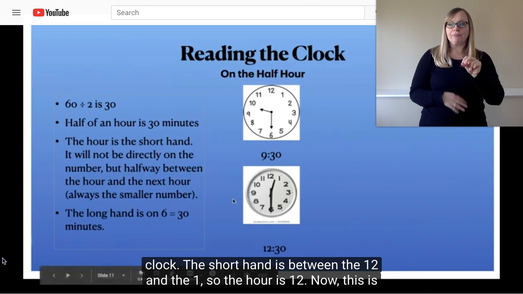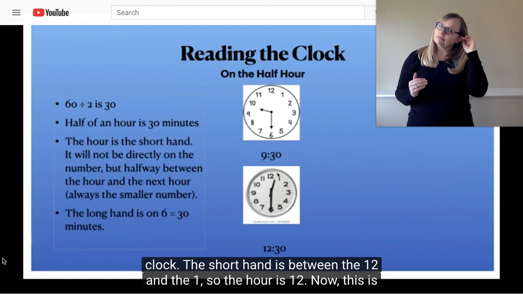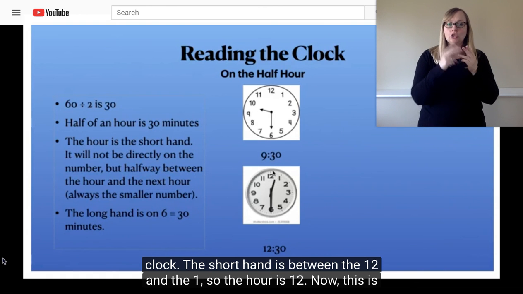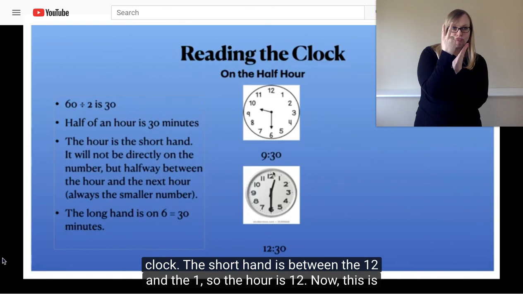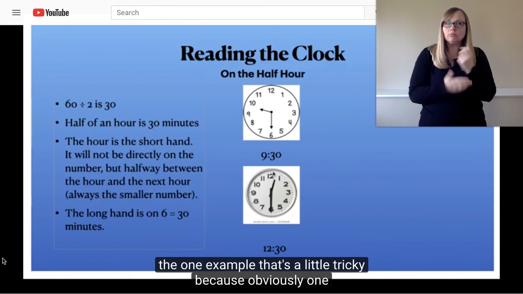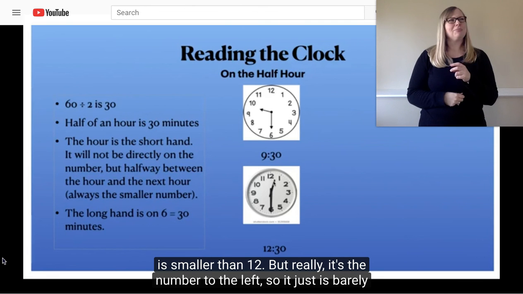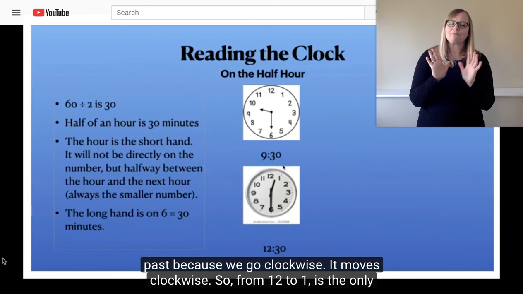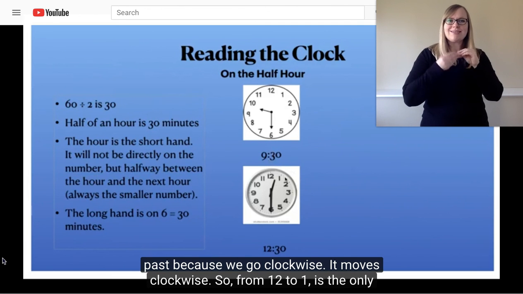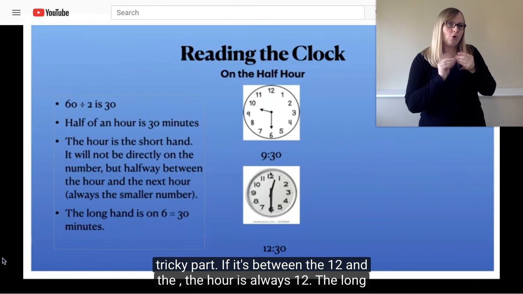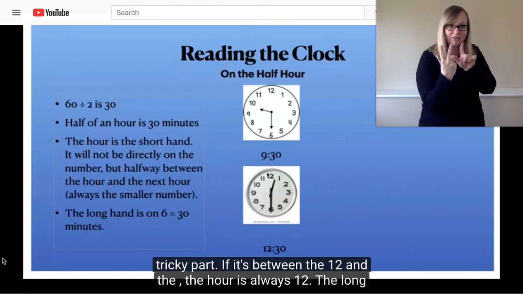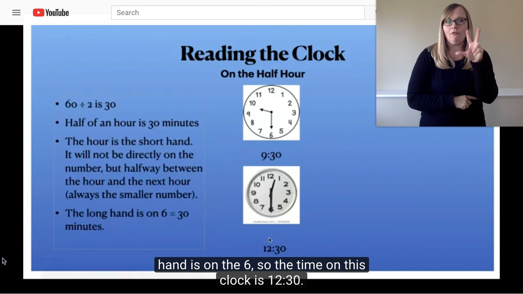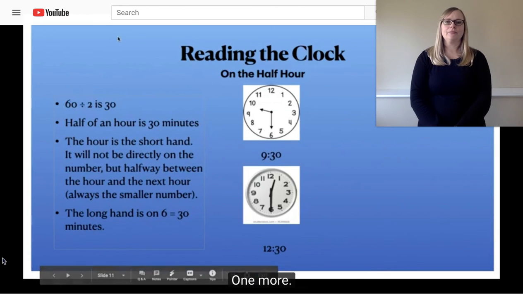Let's look at this bottom clock. The short hand is between the 12 and the 1. So the hour is 12. Now, this is the one example that's a little tricky because obviously 1 is smaller than 12. But really, it's the number to the left. It just is barely past because we go clockwise. It moves clockwise. So from 12 to 1 is the only tricky part. If it's between the 12 and the 1, the hour is always 12. The long hand is on the 6, so the time on this clock is 12:30.